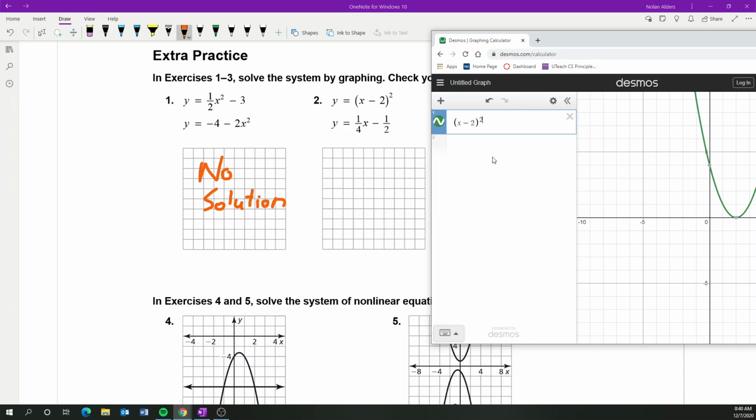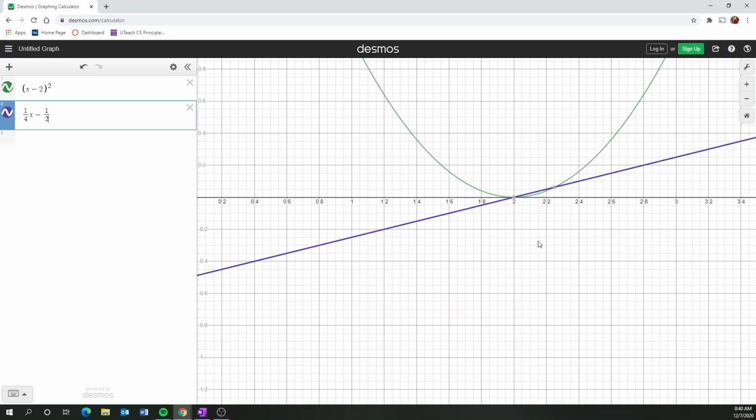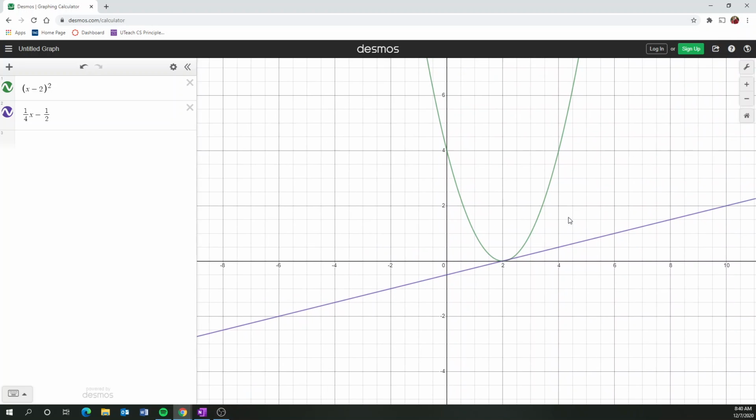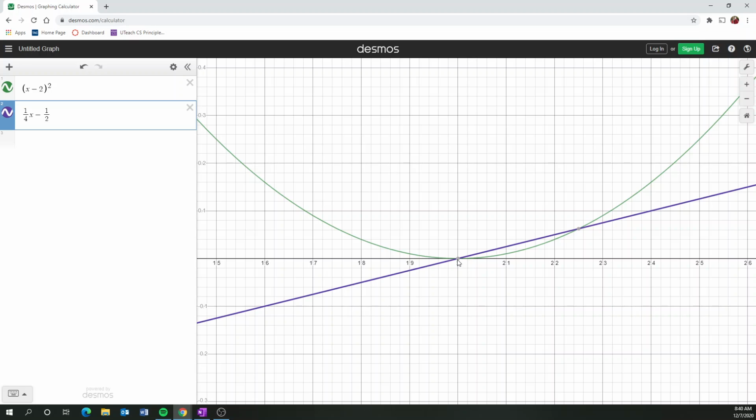That's our first one. And then our second one is 1/4 x. Oop, notice that the x is in the denominator. We don't want that. We want it to be out here. 1/4 x minus 1/2. And here we go. So we can see that if we zoom in, sometimes you have to zoom in to see, but if we zoom in here, we can see we have two places where it kind of crosses over. So it looks like it crosses over right at 2. So x equals 2 is one of our answers, and also at 2.25.